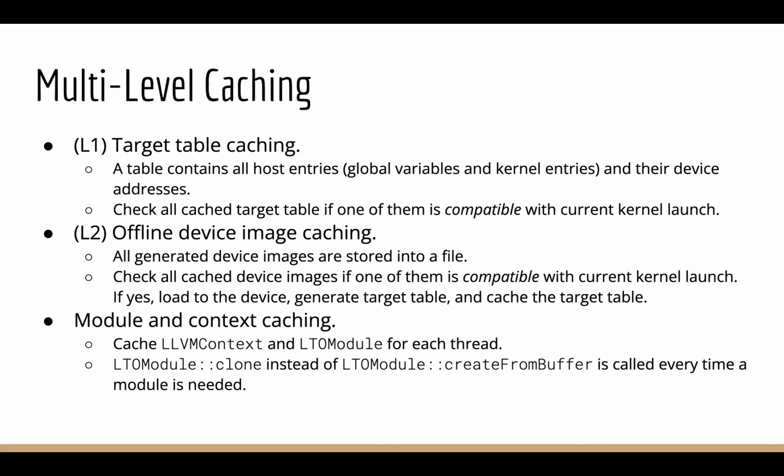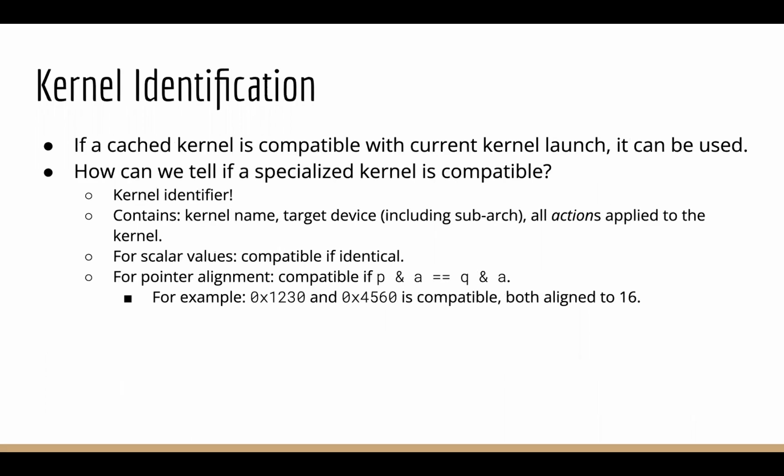So we cache the LLVM context and the LLVM module. We also extend the LTO module to make it support clone. So next time we only use LTO module clone instead of create from buffer, because that can give us better performance and save some host-side overhead. Because our specialization is per kernel launch, and we already have those caches, that's good.